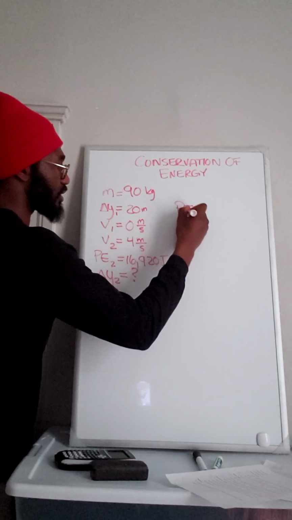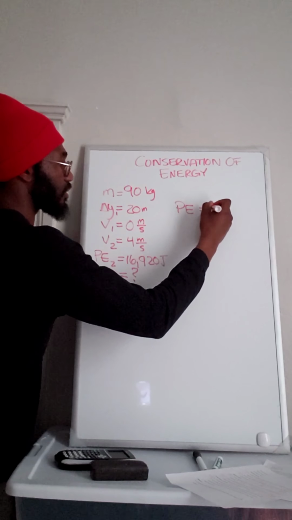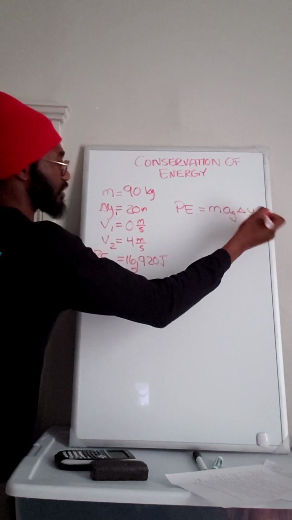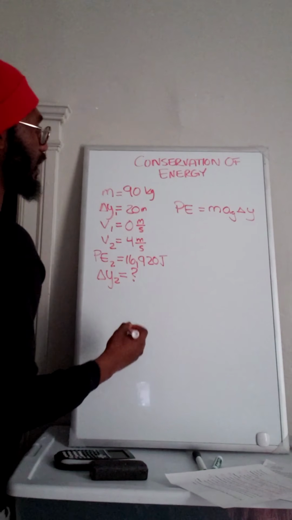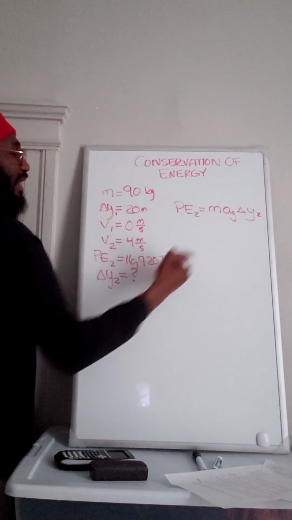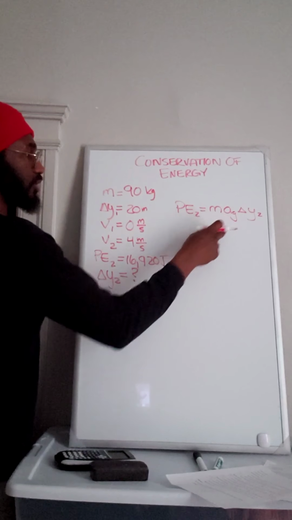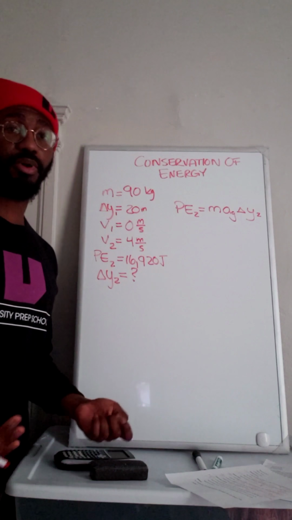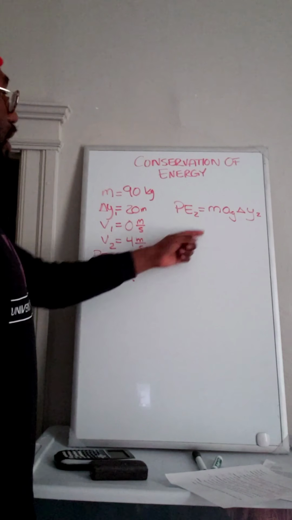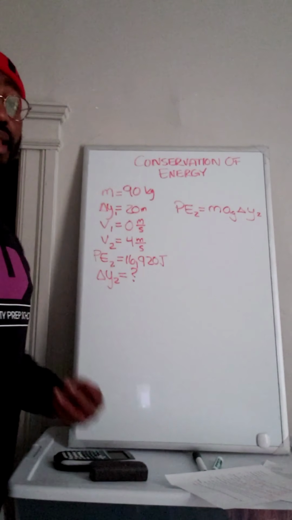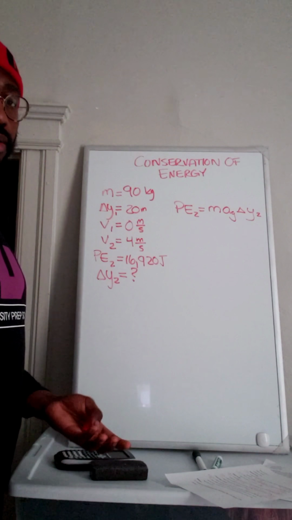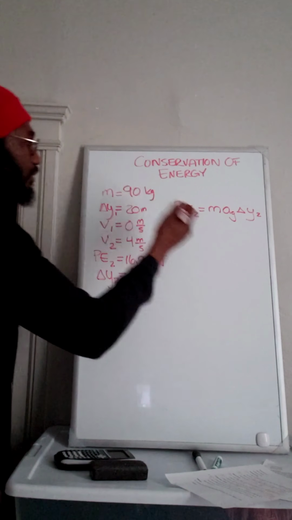So potential energy's equation is PE equals m, acceleration due to gravity, times the height, delta y. Now specifically, we're looking for PE2, so we've got delta y2. Acceleration due to gravity is always 9.8 meters per second squared, so we don't have to label it with a 1 or a 2. And also, the mass of the lady does not change while she's falling, so it's always going to be the 90 kilograms, so we don't have to label it 1 or 2.